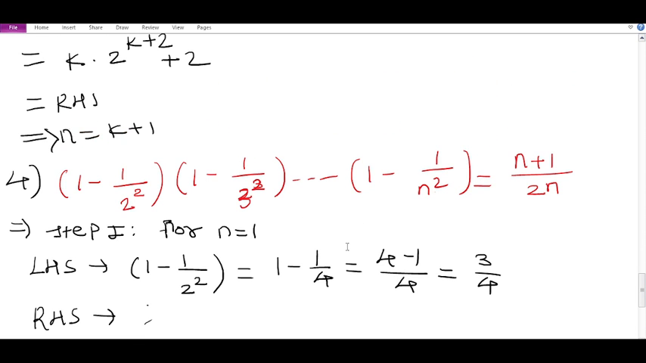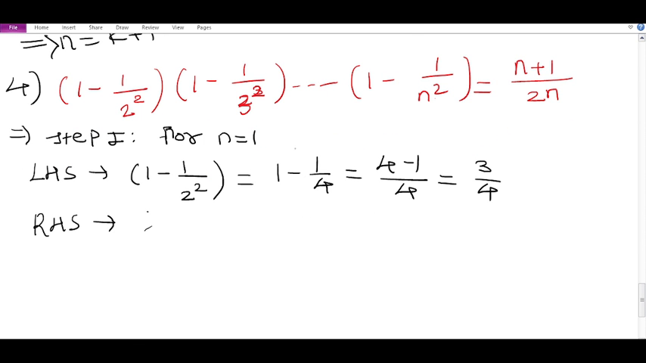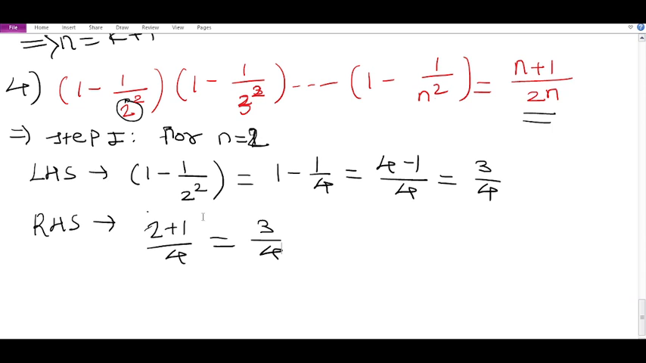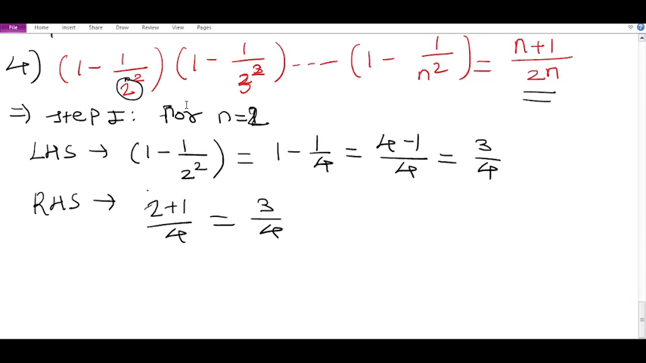In this example, the base step is n equal to 2, not n equal to 1, since it starts from 2. So on this side we want to put n equal to 2. This is equal to 2 plus 1 divided by 4. So this is equal to 3 by 4. Here the base step is n equal to 2, so we start the result from n equal to 2. Instead of 1 we write n equal to 2.